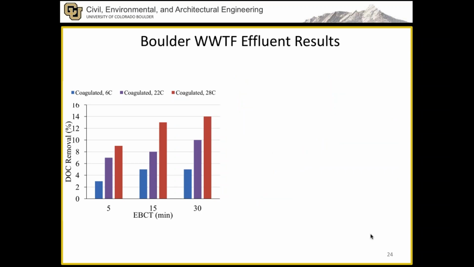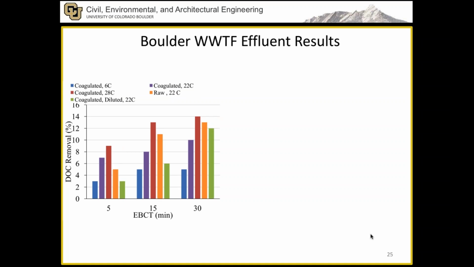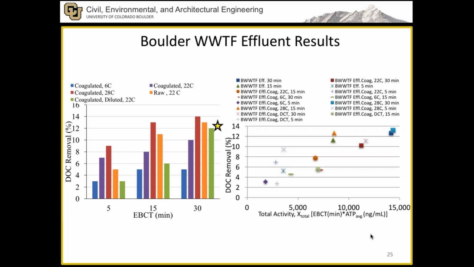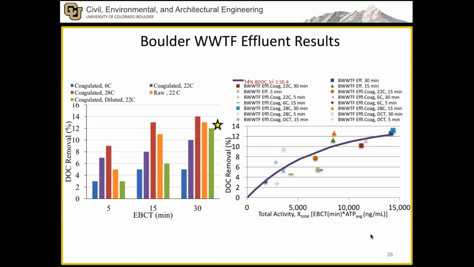Lastly, we looked at our wastewater treatment effluent. We see again the same trends with higher temperature leads to higher removal, and higher empty bed contact time leads to higher removal. For the baseline concentration, we saw 12% removal, so that it was the same throughout each water source. And then we looked at total activity versus DOC removal for each of the scenarios, and found a best fit of K double prime of 1.5 times 10 to the negative 4, but yet the BDOC of this water was only 14%, not 20 like the other waters.